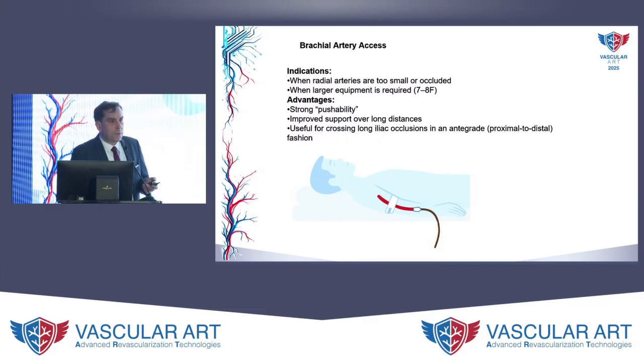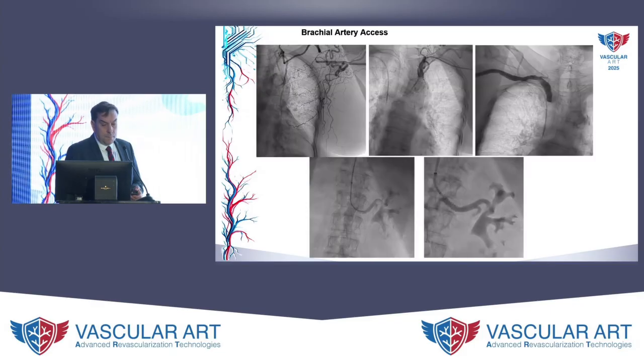So the second option is the brachial artery access. It's of course when the radial arteries are too small or we need a longer distance, because the distance is also limiting us. We can use brachial arteries. We use it usually under ultrasound guidance, and the equipment we can use is larger, so the diameters are 7 or 8 French. The advantage is strong pushability and much better support in the iliac region. So it's very useful when you cross the iliac occlusion.